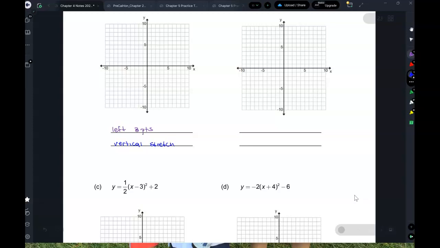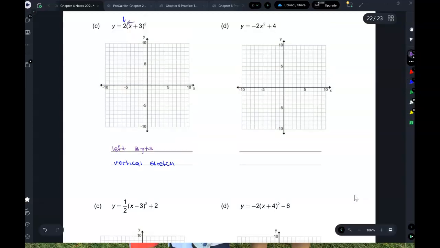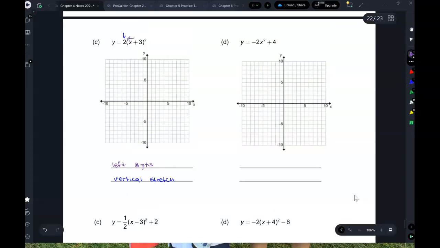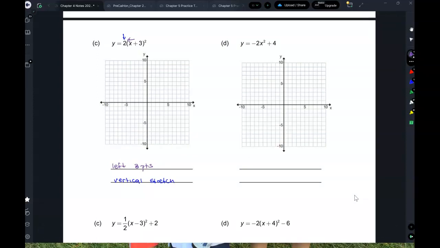Good. So now we all know on the test when I say describe the transformation, this is exactly what I'm talking about. Okay, so where is the vertex going to be? At what point? Negative 3, comma 0. Okay? All right.